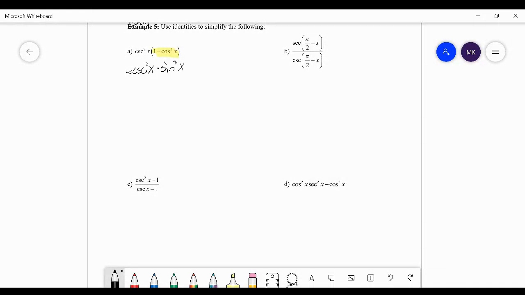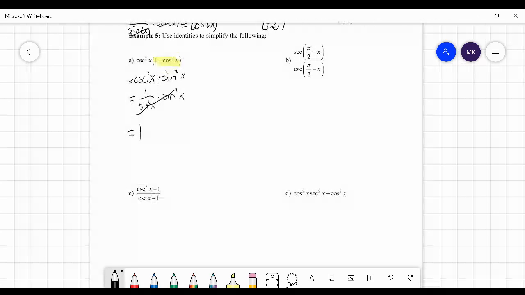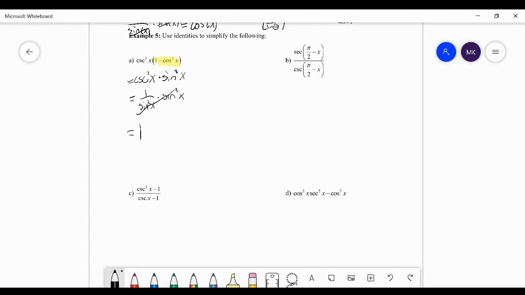So what I can do here is use, very simply, the fact that cosecant squared x is 1 over sine squared x. So we have 1 over sine squared x times sine squared x. Those cancel, and that's just 1. That's pretty cool. That's nice.